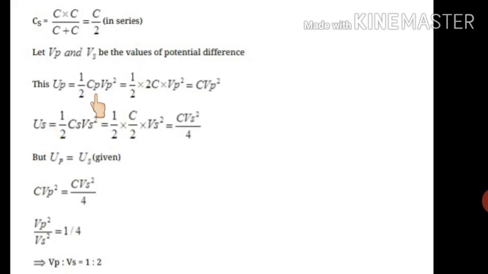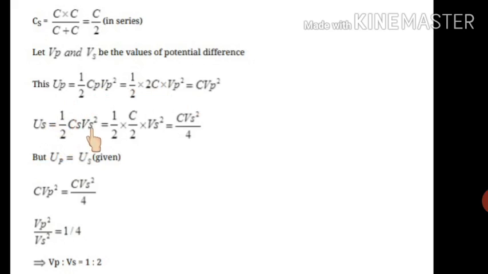Now we will calculate the energy for the parallel combination, then the energy in the series combination. We will use the formula half CV square. For the parallel combination we have written UP equals half CP VP square. In place of CP we write 2C; the 2 and 2 get cancelled. So finally we have C VP square.